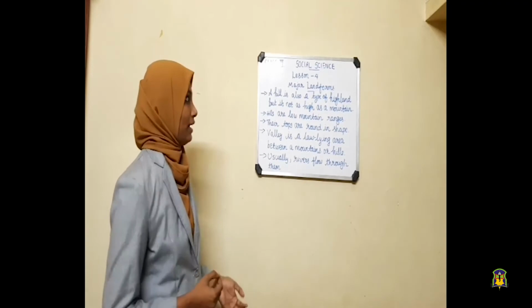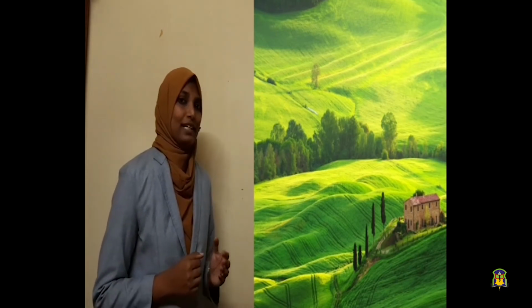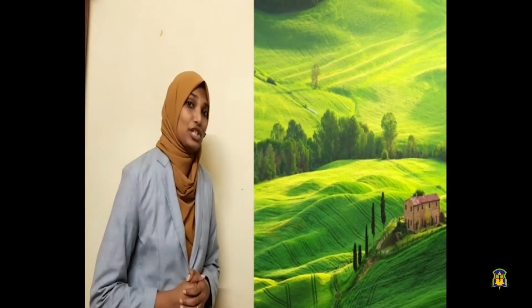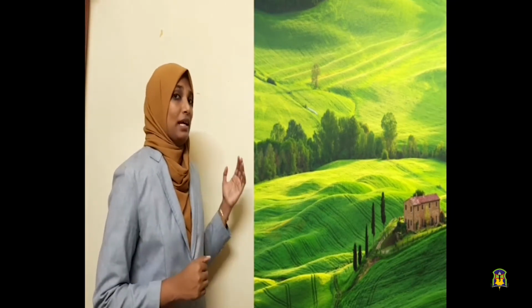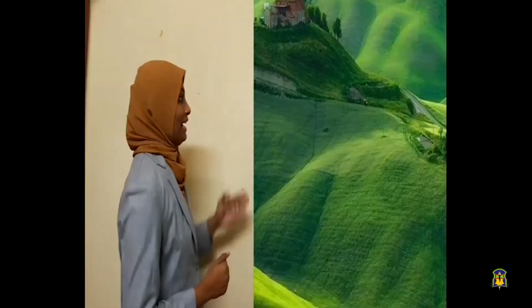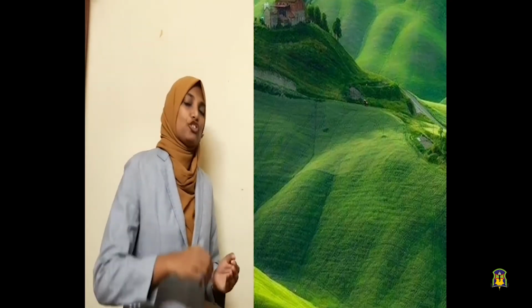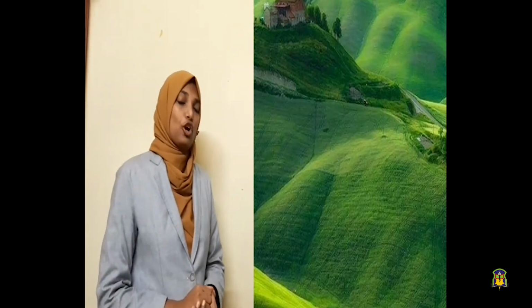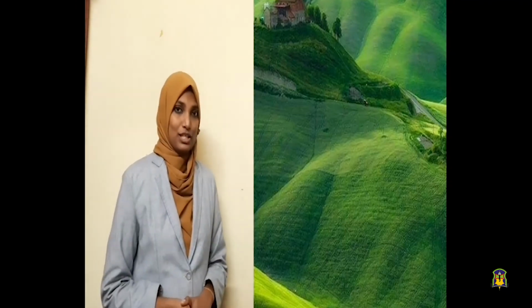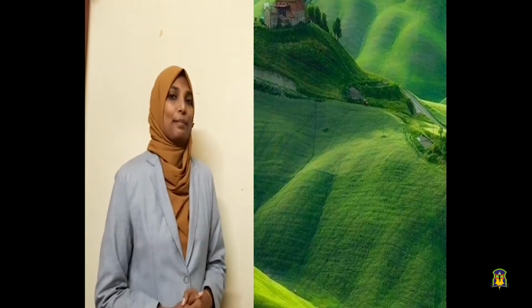Okay. Next our topic is hills. What is a hill? A hill is a type of highland, but it is not as high as a mountain. Hills are low mountain ranges. The top of the hills is round in shape. And people visit hill stations during the summer season because of the pleasant climatic conditions.